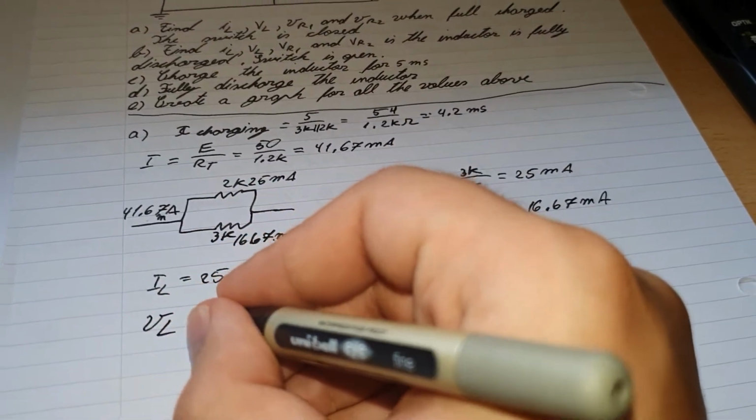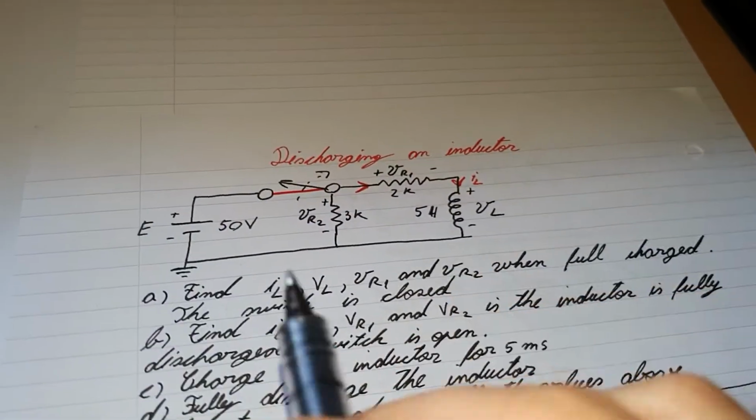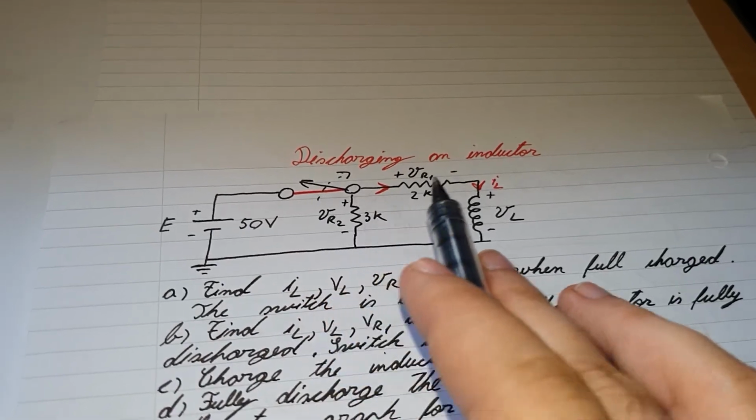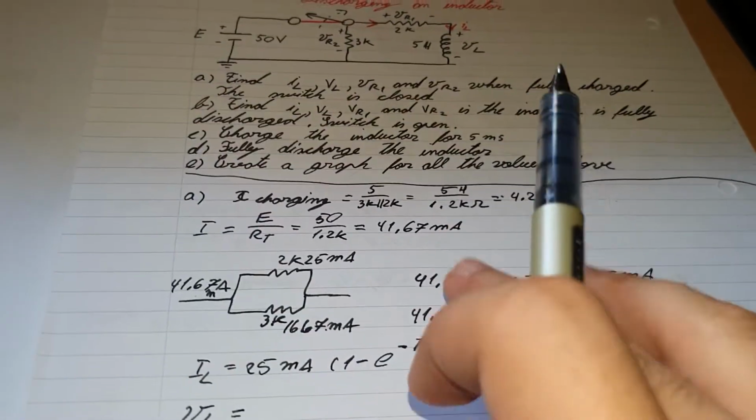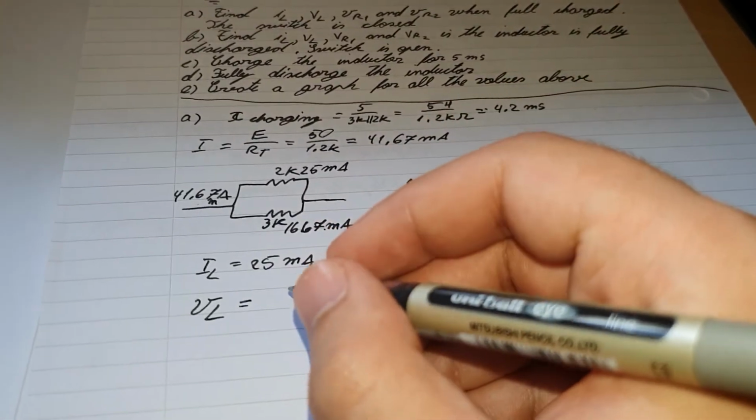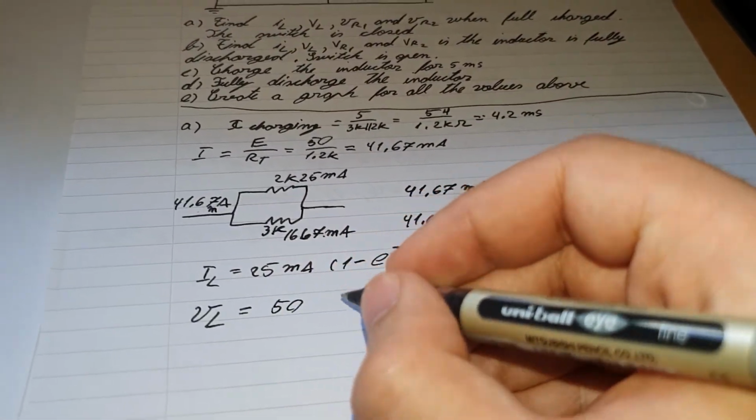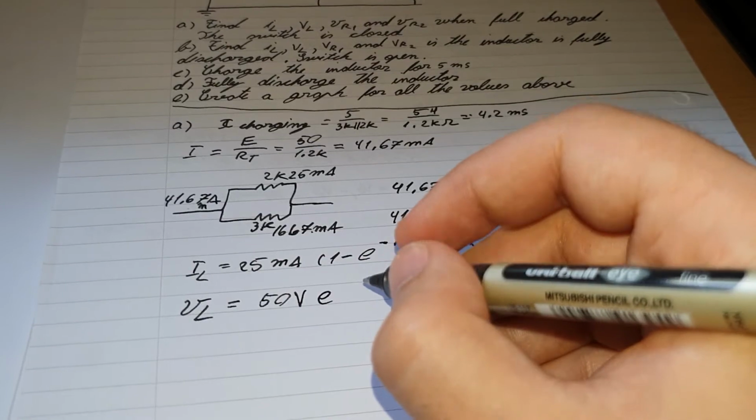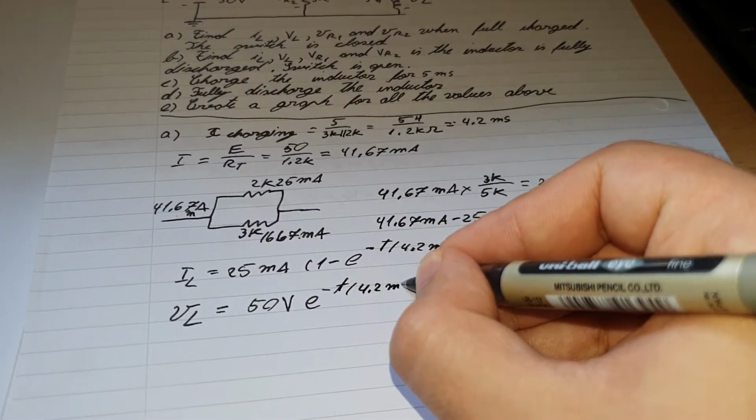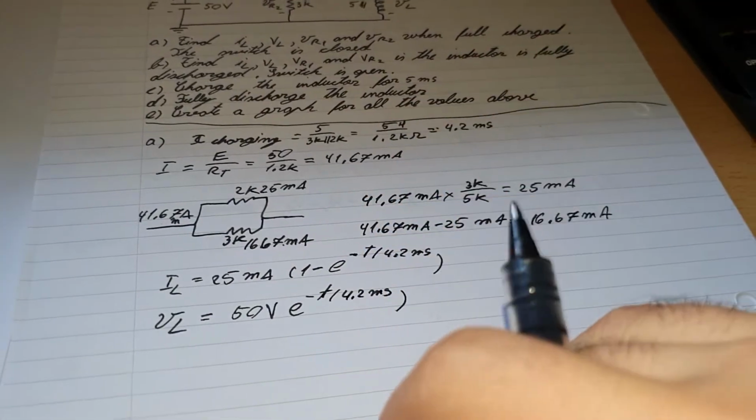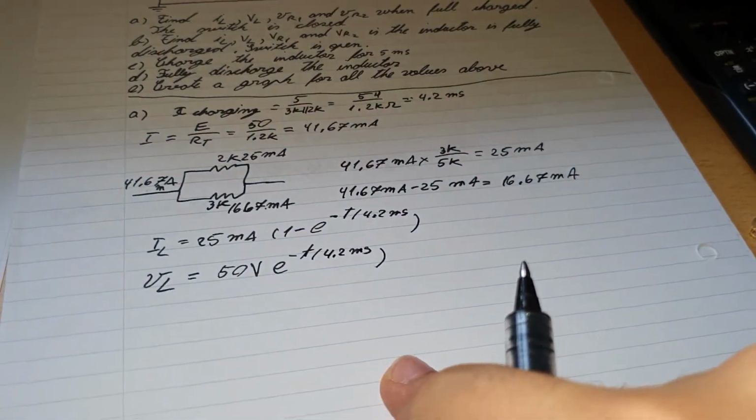Similar for VL. VL will simply be 50 volts because all of the components are in parallel from each other. So there will be 50 volts simply going through VL. So 50 volts, and then we add the constant of time, which will be e minus t divided by 4.2 milliseconds. There you go, nicely done.